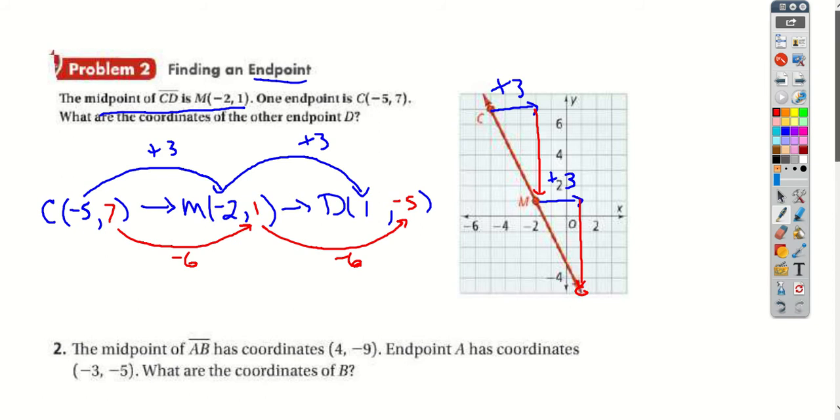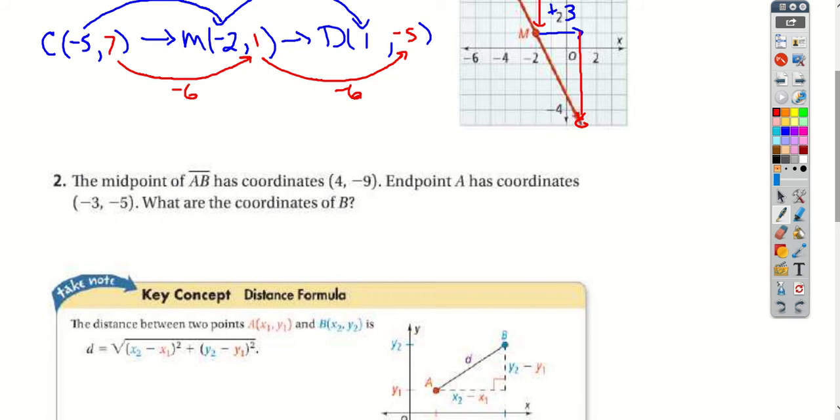All right, that's it. So take a look at number 2. The midpoint of AB is this point, 4, -9. The endpoint is -3, -5. I think I said -3, 5, but it's -3, -5. Over to the midpoint, which is 4, -9, and then over to the coordinates of B.